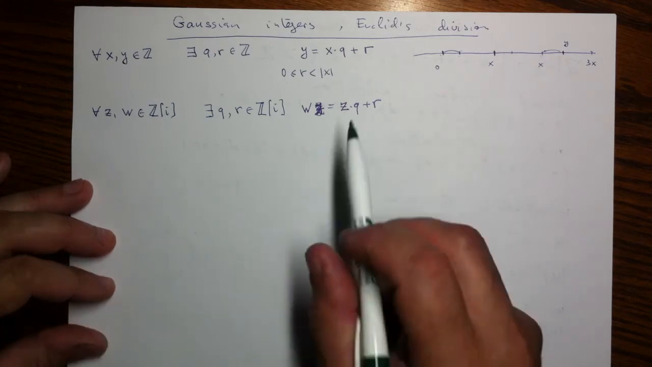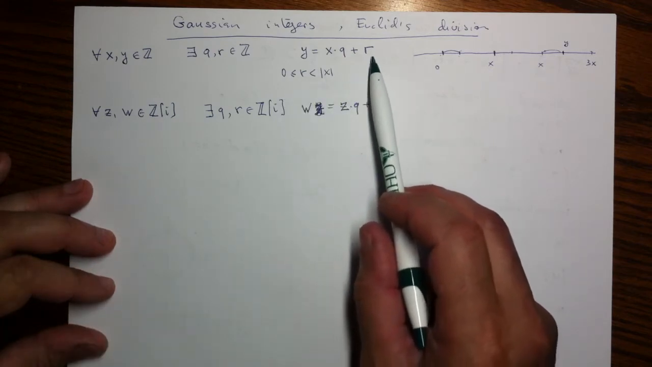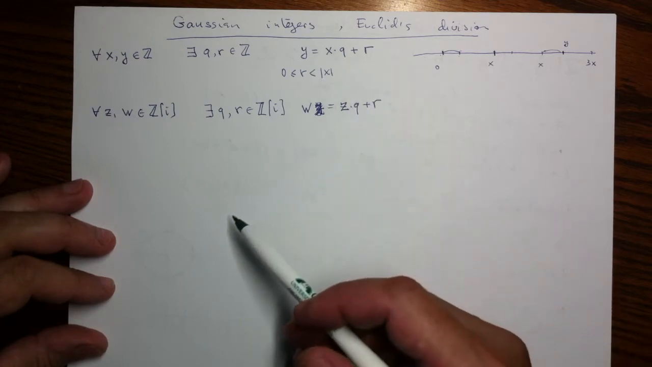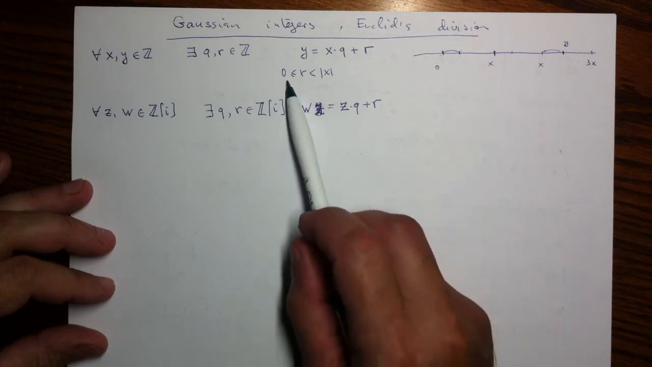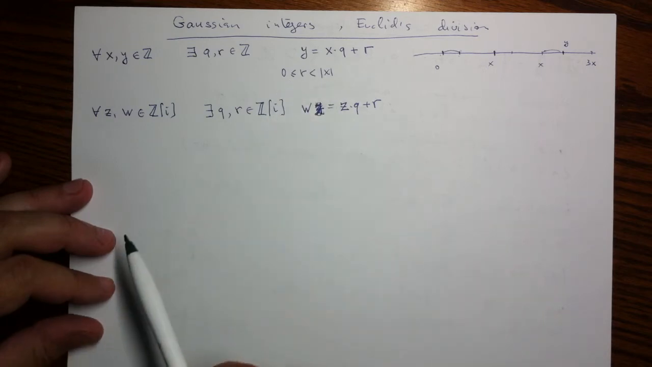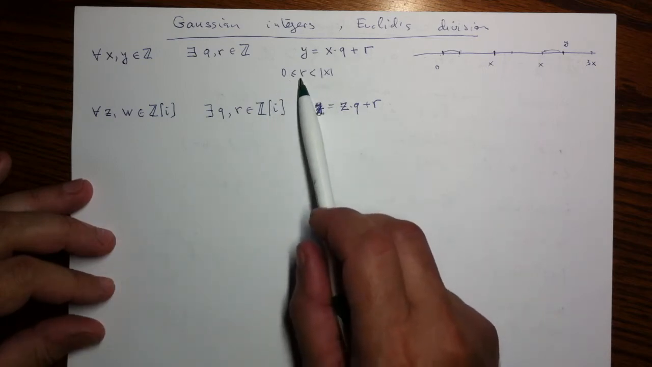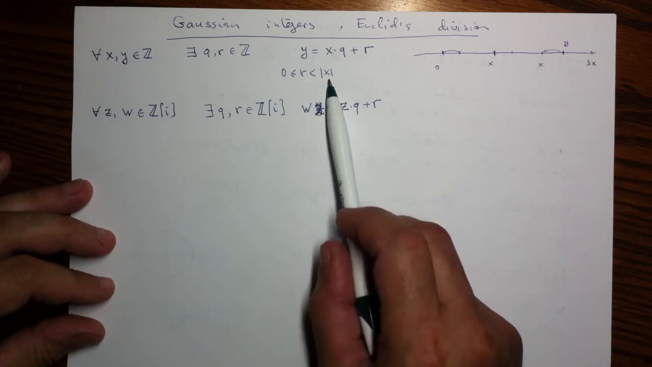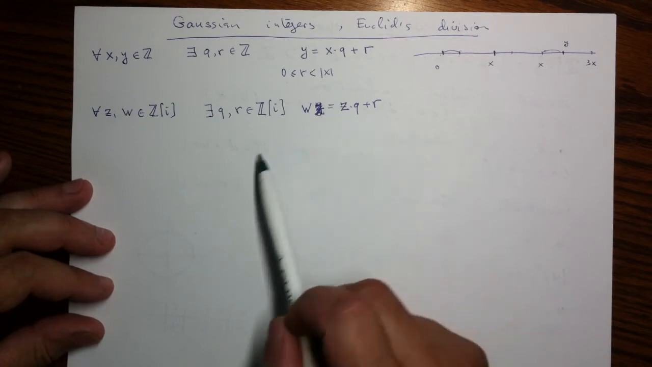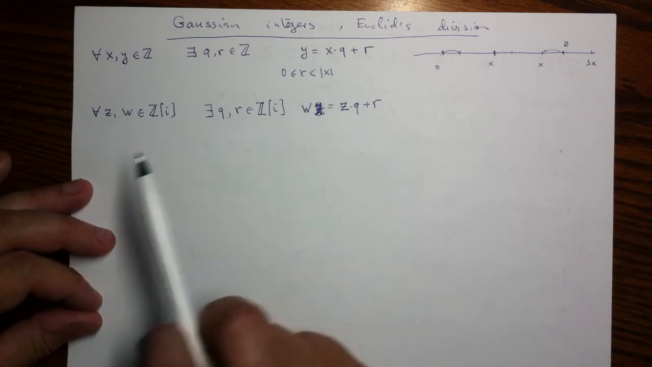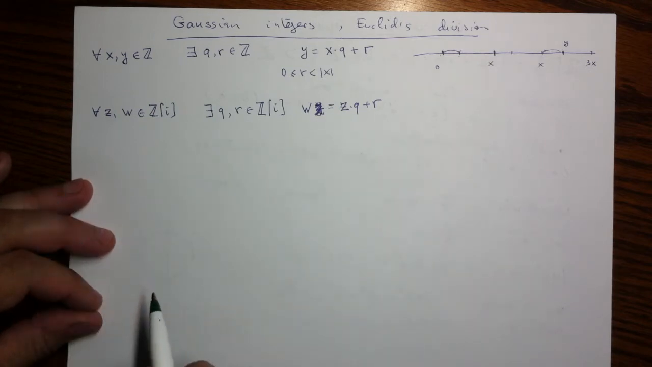So the crucial condition for Euclid's algorithm to stop and produce the greatest common divisor is that we have this bound on r. So r is less than what we divide by in some sense. So we'll have to manufacture this sense. We have to invent this sense for Gaussian integers. And the most straightforward is to use absolute value.